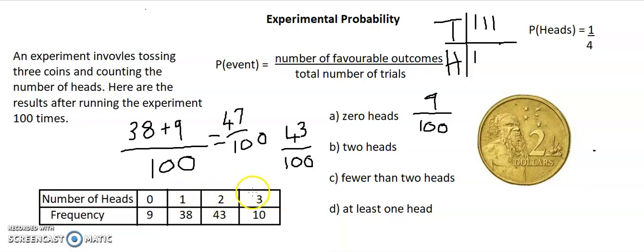And then it says at least 1 head. So at least, so it can be equal to 1. That means it's 38 plus 43 plus 10. And that gets me to 91 over 100. And that is our experimental probability.